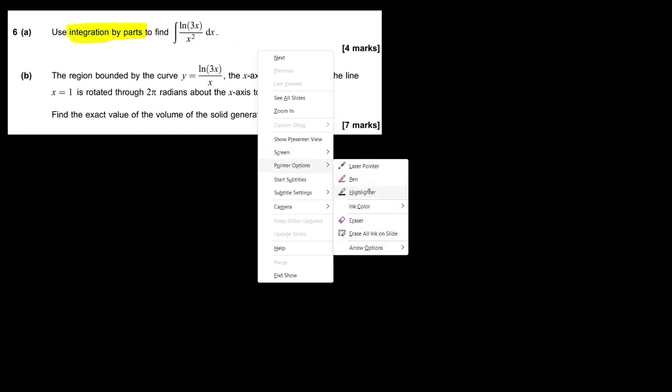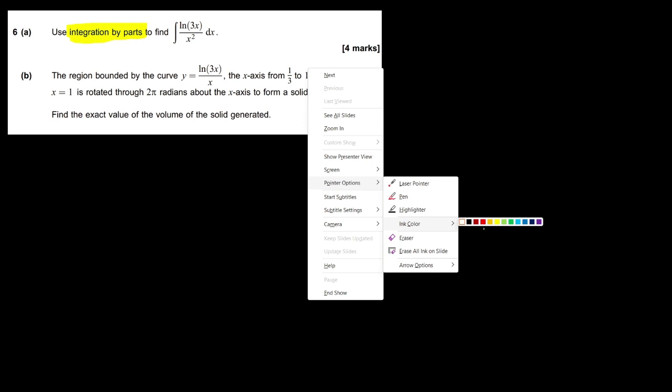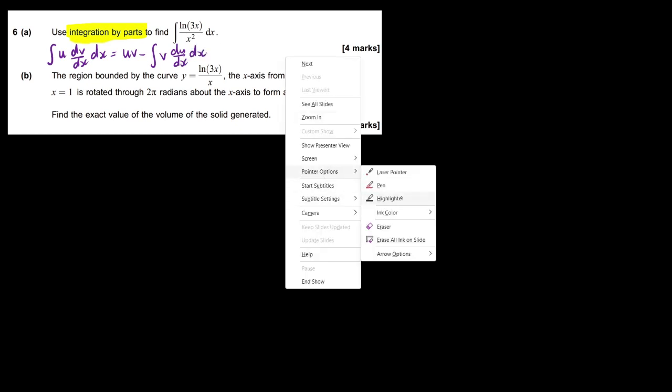So this question says to use integration by parts to find its integral. Now we're going to need the integration by parts formula, so you get that out of your formula booklet. I'll put it out here for reference. It's the integral of u dv by dx equals uv minus the integral of v du by dx. So that's the formula that we're given.